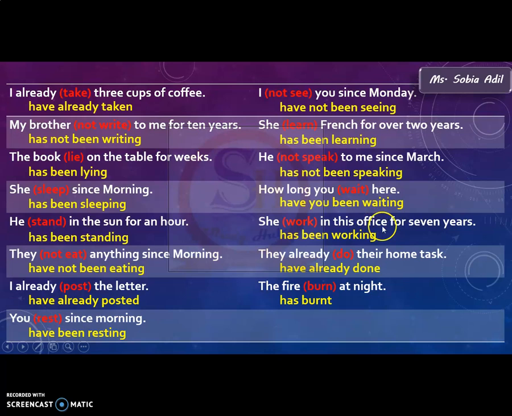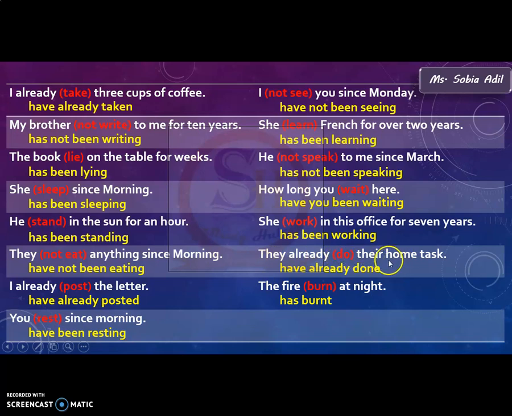She worked in this office for 7 years. She has been working. Why is it so? Because the time period is mentioned again. She has been working in this office for 7 years. Next one is, they not eat anything since morning. Again, time. They have not been eating anything since morning.